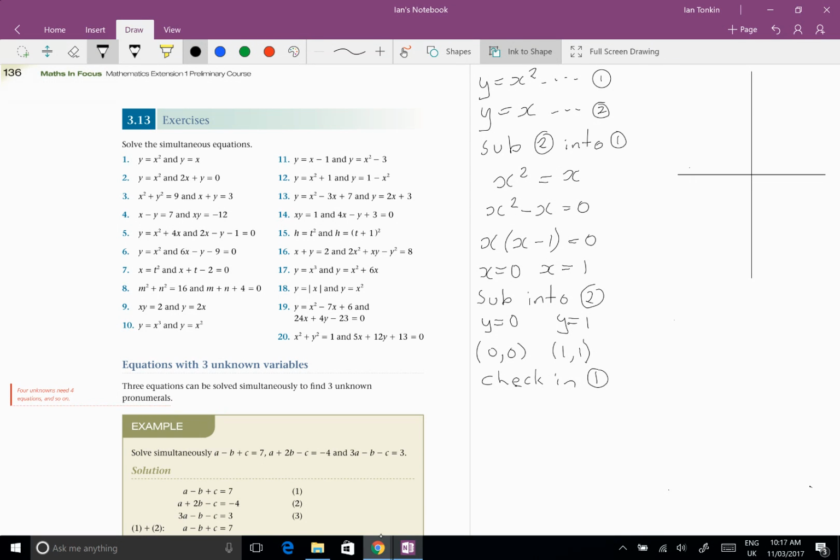And we'll go, the first one, does 0 equal 0 squared? And 0 squared is 0. Yay, that's a solution. And does 1 equal 1 squared? And yes, it does, so we're happy with that one as well. So we've solved it, we've checked it, but let's have another look at it.